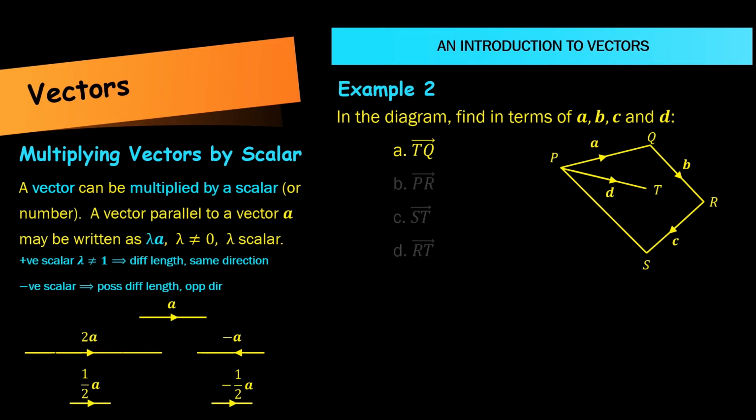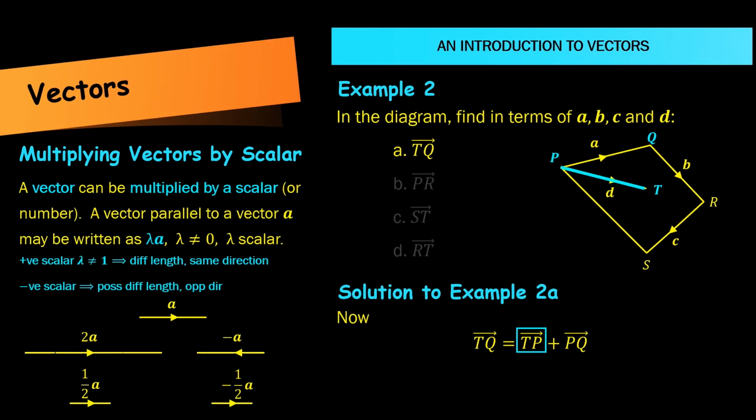So let's have a go at example 2a first. In the diagram, we're required to find, in terms of a, b, c and d, the vector TQ. Here's the journey. To get from T to Q, we first go T to P, then P to Q.